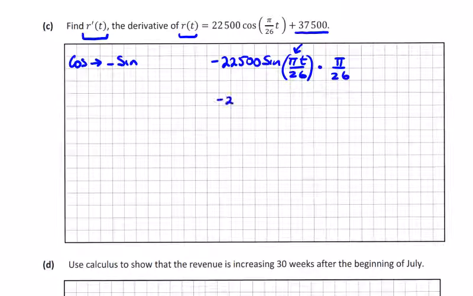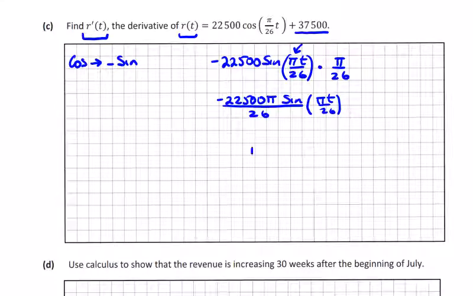So tidying this up, we get minus 22,500 pi, which becomes 3.14, it's outside the angle, times sine of pi t over 26. And there will be a 26 underneath all of this. And actually 2 goes into both of them, and 13 is prime, so I won't divide any more than that. And we get minus 11,250 pi by the sine of pi t over 26, and all of that over 13.